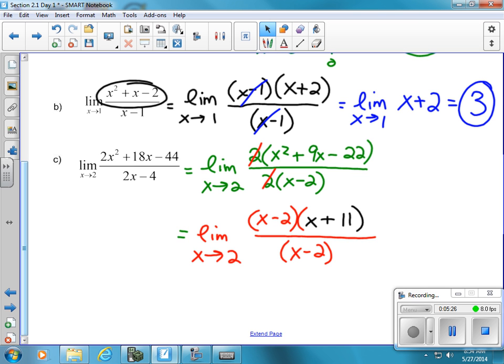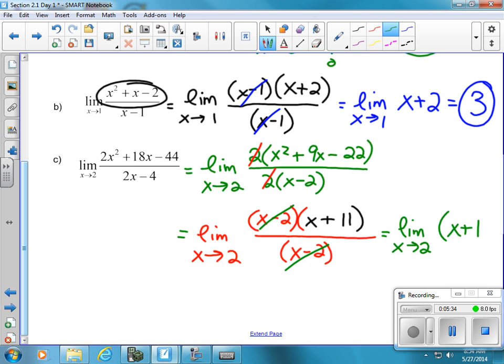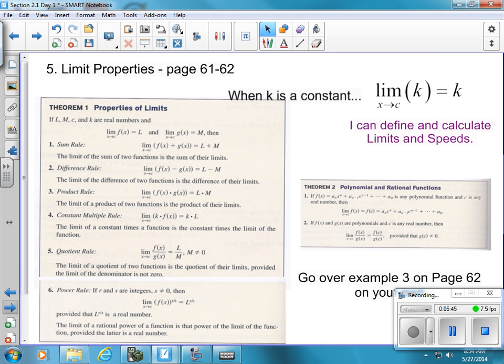Which then works out well when we are left with the limit as x goes to 2 of x plus 11. We plug in a 2 to that, and we get 13 is our answer. All right, so first we try to substitute. Second, we try to use our factoring opportunities.